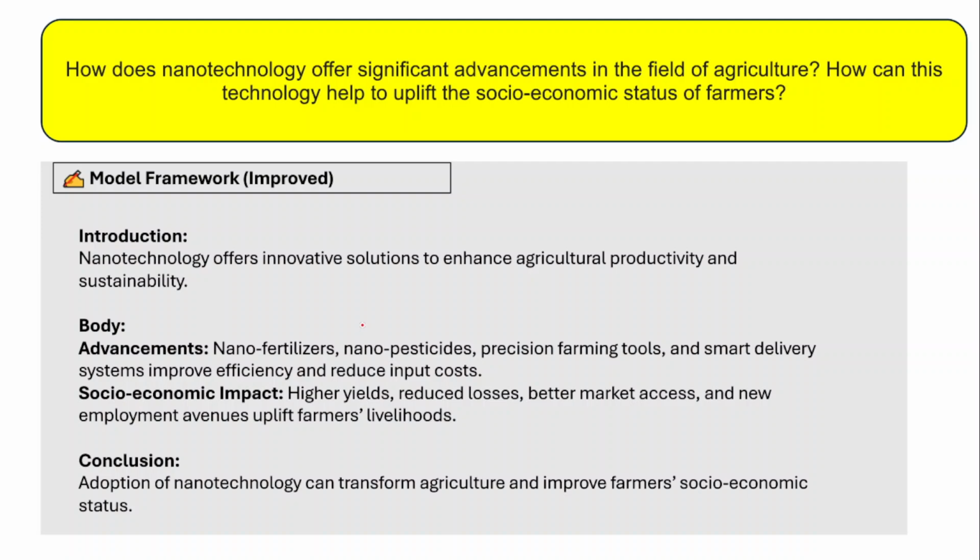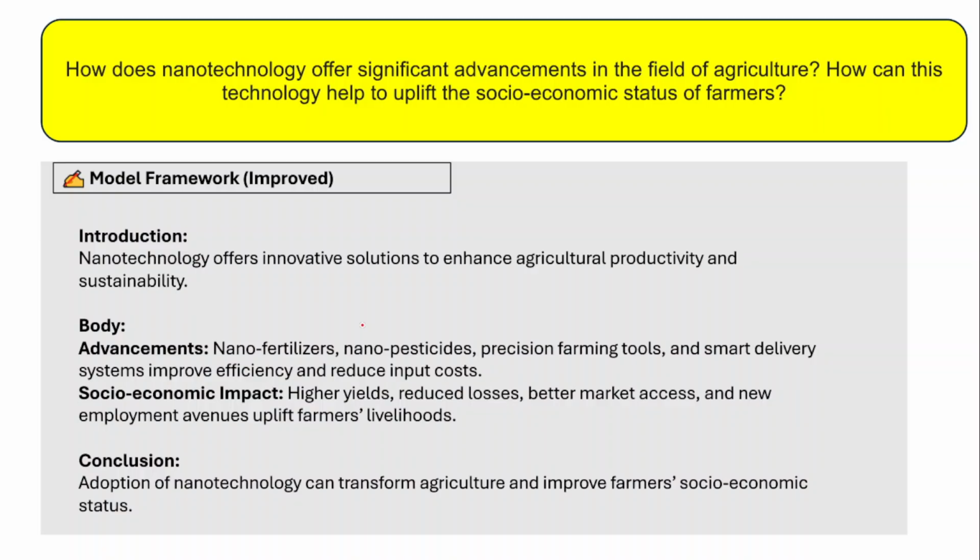And next question, how does nanotechnology offer significant advancements in the field of agriculture, and how can this technology help to uplift the socio-economic status of farmers, right? So this question is about nanotechnology, and nanotechnology as a theme is very important for the mains examination. Like the nanotechnology theme has been repeated almost every year in the mains examination.